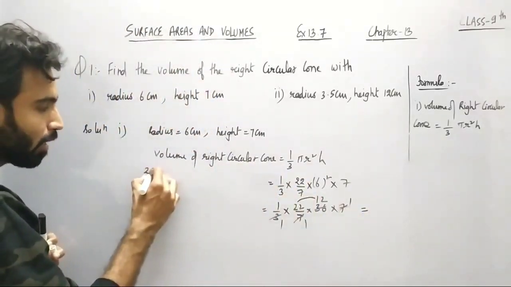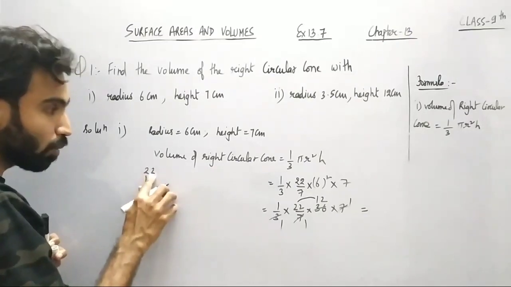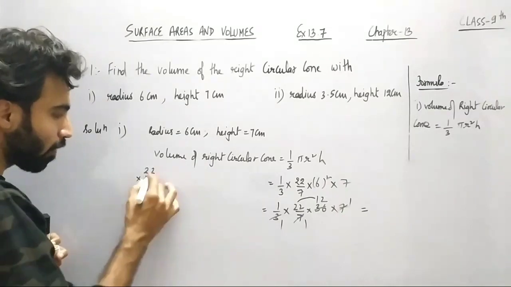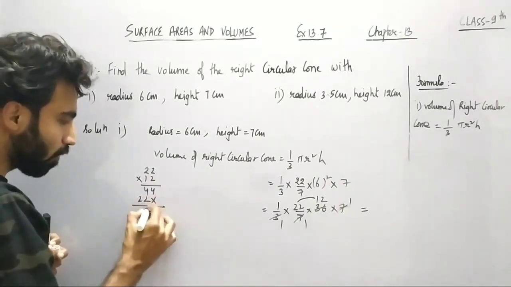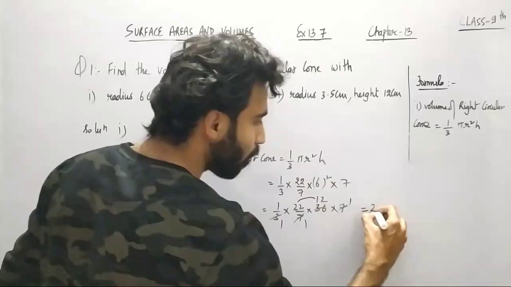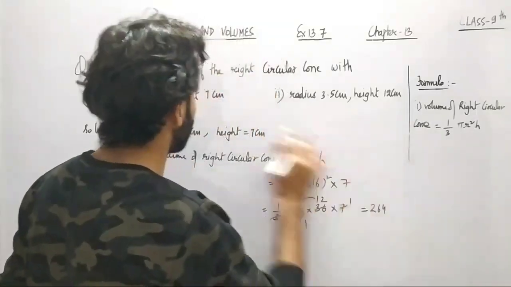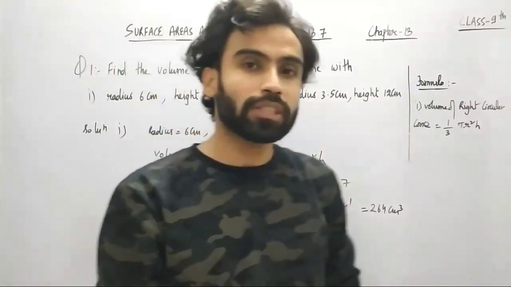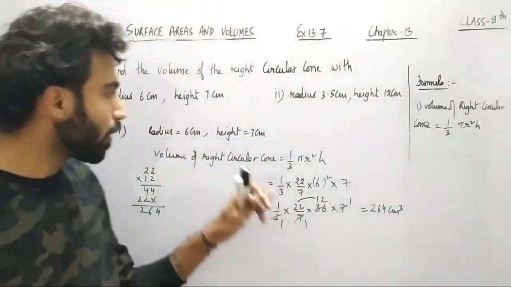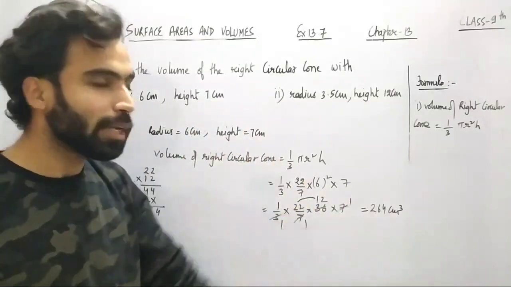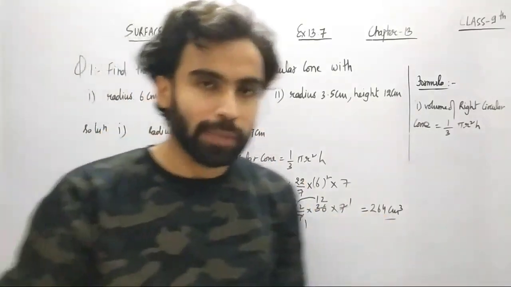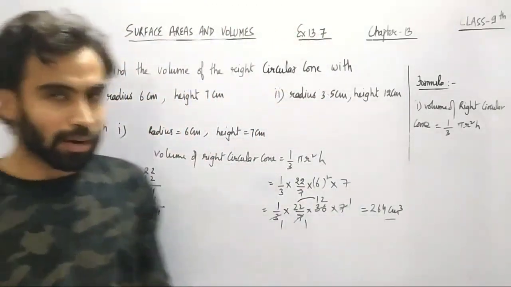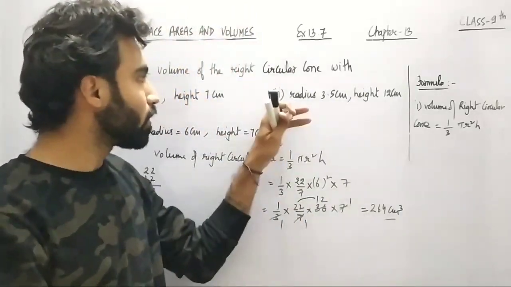So let me just multiply that. So 22 into, you can see 12, right? So multiply this, that will give you 44. Then 1 into 22, 22. So 4, then 6, then 2. So 264. Then you can see it will be in centimeter cube, right? Because we know that the volume is always calculated in cubic unit, and here the unit was centimeter, so it will be centimeter cube. So 264 centimeter cube will be the volume of the right circular cone in the first part, right? Now similarly we are going to solve the second part as well.